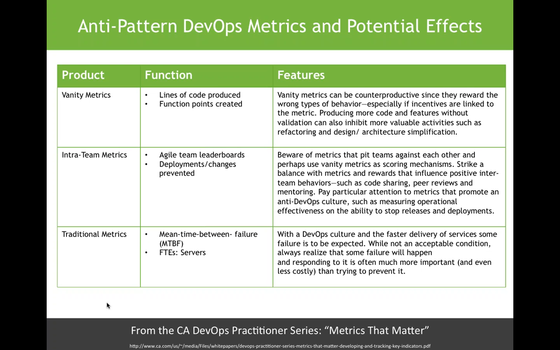We did things very quickly. The operation was a success, but the patient died is not a very good intra-team metric. And the same with traditional metrics. Number of people per server is just daft in a cloud environment or in a virtual world environment. Or mean time between failure, what you really want to be measuring is mean time to respond, because things are going to break. And while it's important to know how long it is between outages, it's more important to know that you can get things back up and running again quickly.